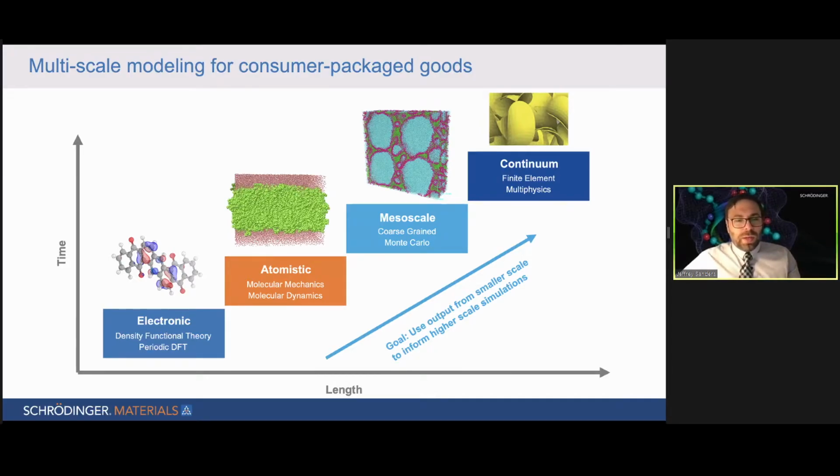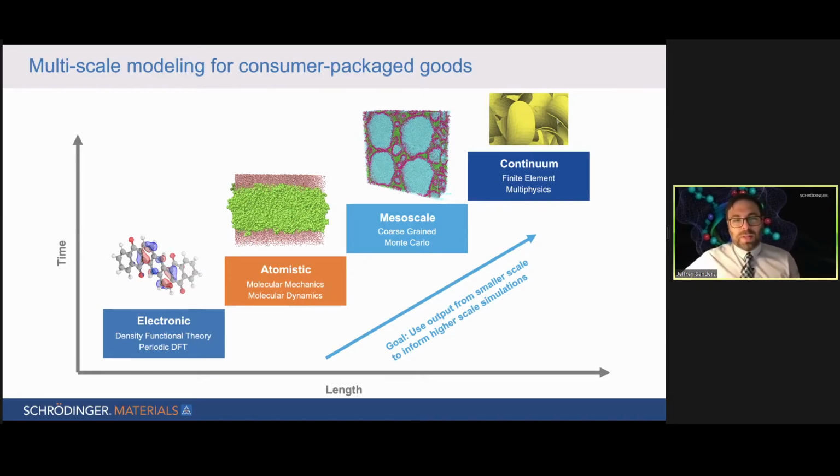Where we exist and where our tools really focus are on the electronic and the atomistic time and length scales. In those cases for electronics, we're usually looking at a single molecule or a periodic structure that's crystalline, and we're using density functional theory. We're using plane wave periodic DFT to describe the electronic properties, and you get a lot of interesting things out of there: UV-vis, IR, and other relevant properties like redox potentials, or bond association energies, especially for lipids, which are super important.